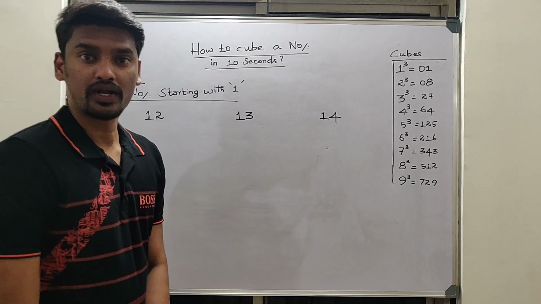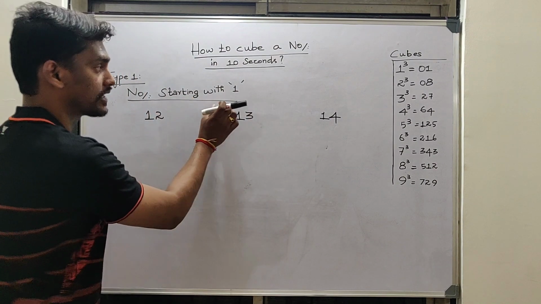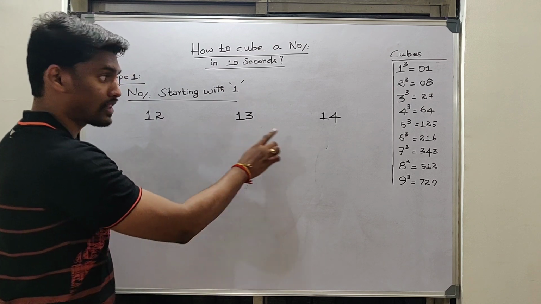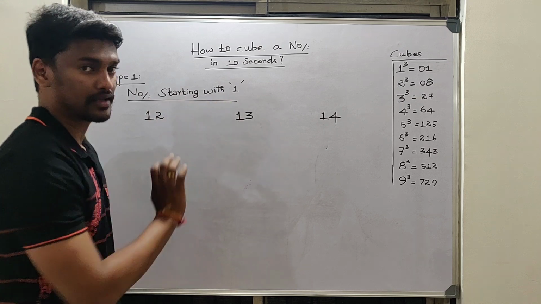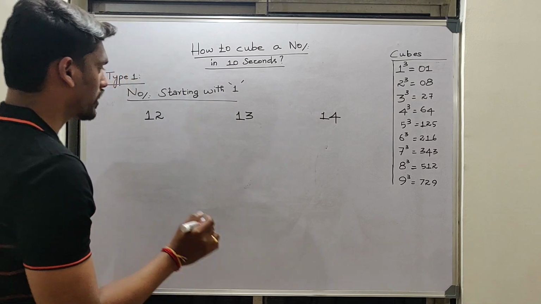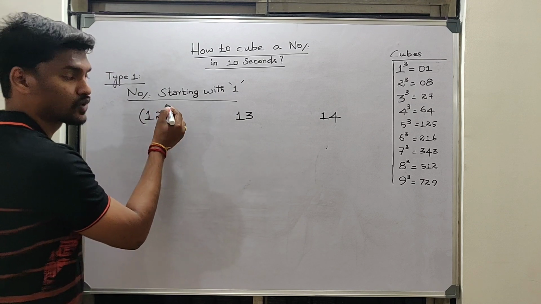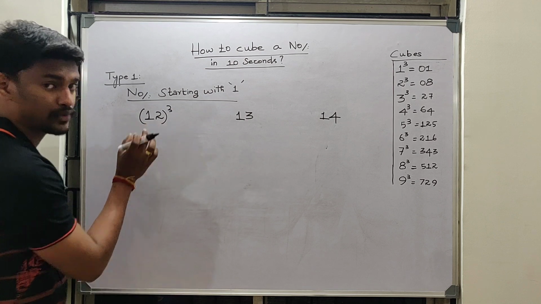In today's video, I'm going to teach you 4 methods, wherein the first method is numbers starting with 1. You could see here I have written 3 numbers, and in all 3 numbers, the number is starting with 1. Yes, that's the meaning of number starting with 1. So you just see how I am approaching the question. 12 cube is written over here. In the first step, I am going to write 12 as it is.